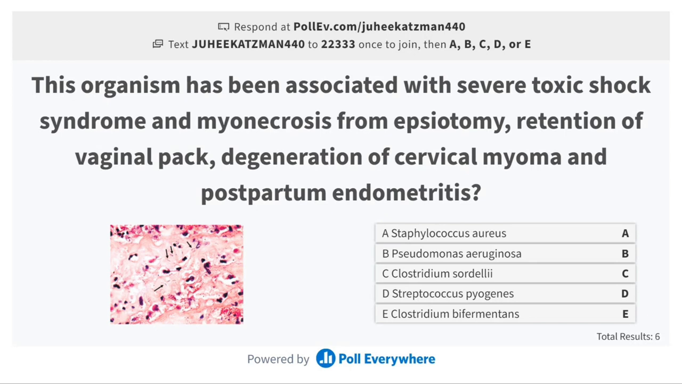I have to figure out a way how to add some music to this while we're waiting for the results to come in.